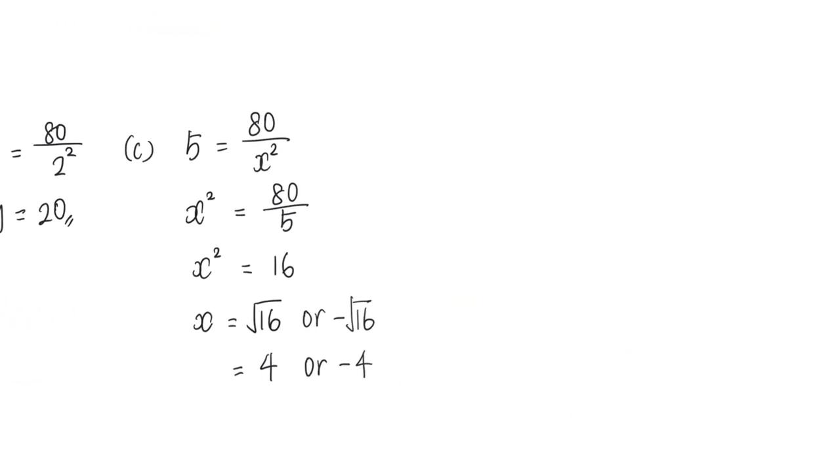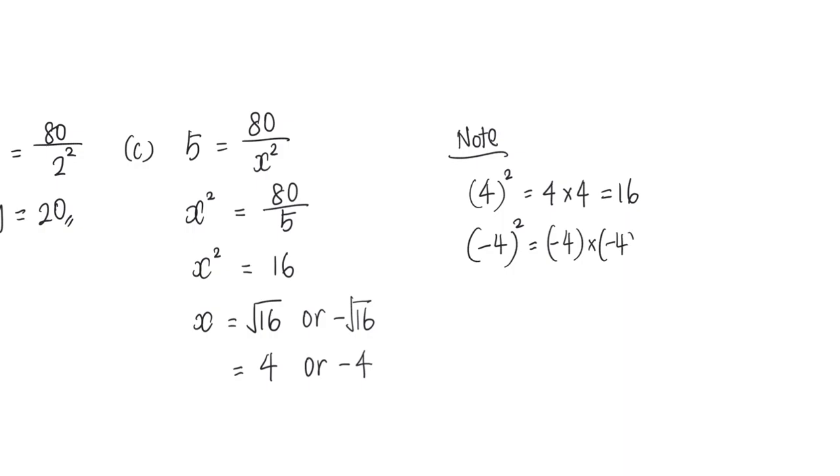I will just leave it as a special note here. 4 square, which is 4 times 4, is equal to 16. Negative 4 square, which is equal to negative 4 multiplied by negative 4, happens to be 16 as well. So when we want to find the square root of 16, it can either be 4 or negative 4. Okay?